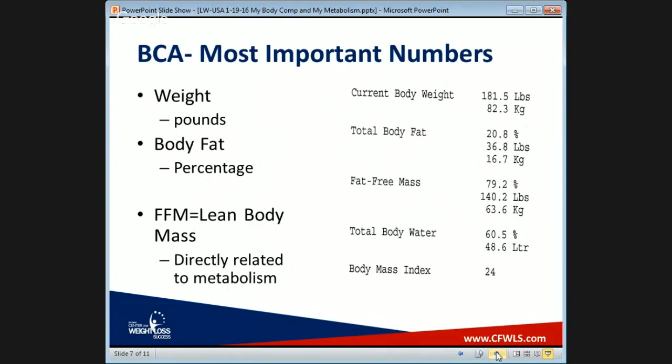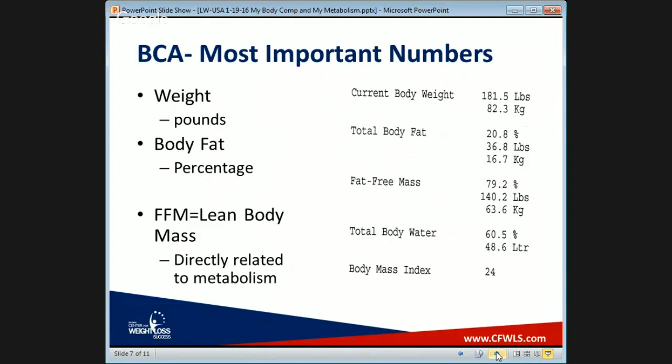Okay, so reviewing the body composition analysis, these are what I think are the most important numbers. One is your weight, and that's something you can measure at home. As we talked about last time, routinely weighing yourself is very important. I encourage people to weigh almost daily. You should do it early in the morning. If you don't do it early in the morning, don't bother. Just wait till the next day.